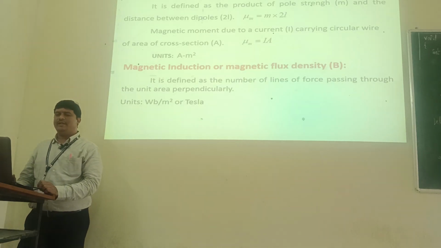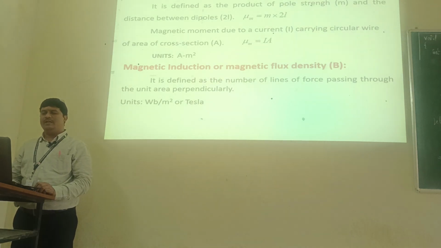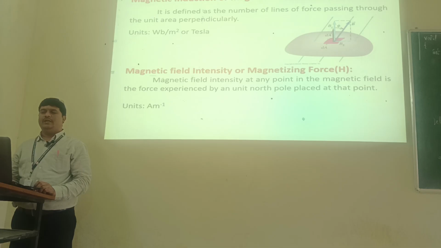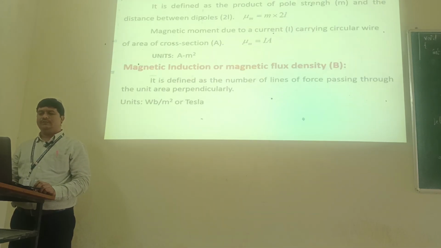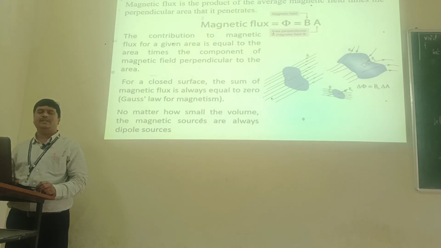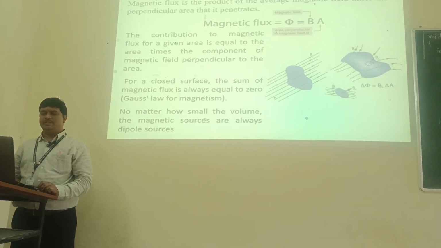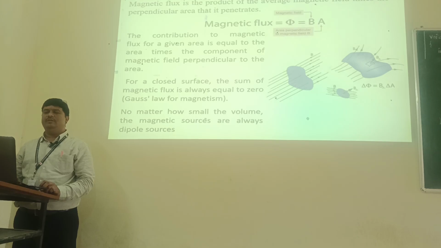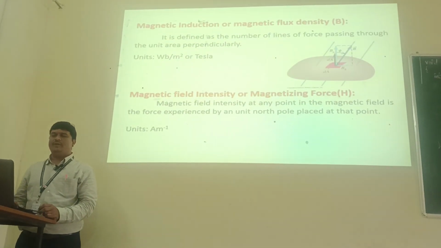Magnetic induction is defined as the number of lines passing per unit area, known as magnetic induction or magnetic flux density. It is indicated by B. Next we have the basic definitions of magnetic flux. Magnetic flux means the product of the magnetic induction and the area of the material.